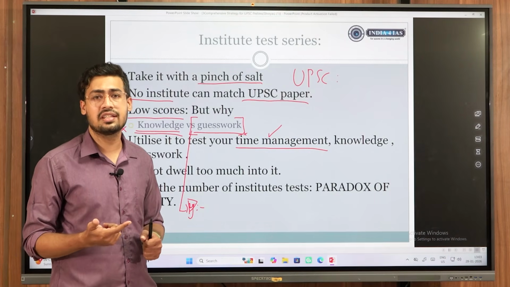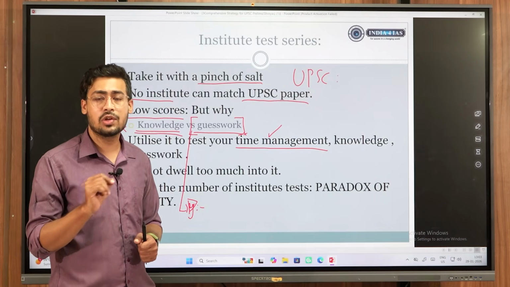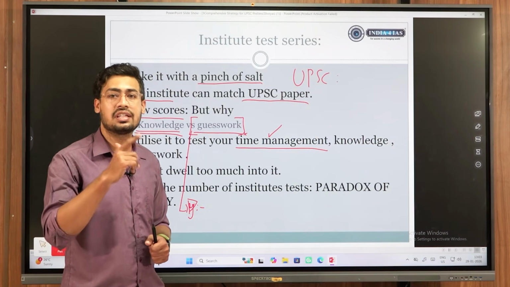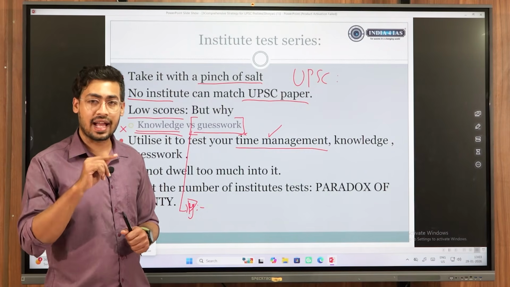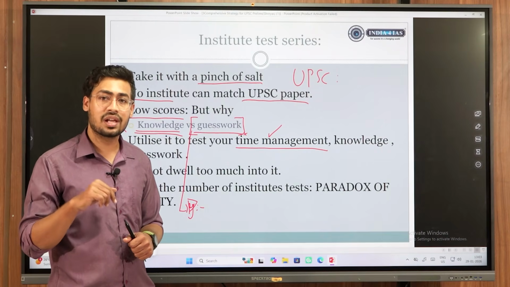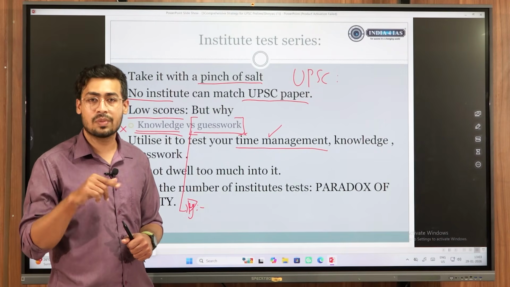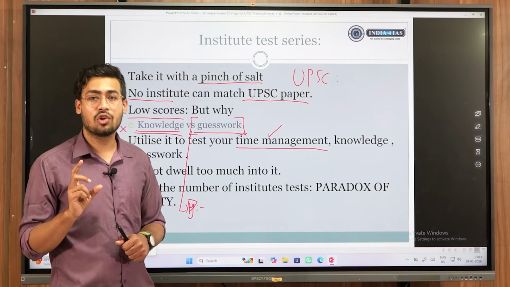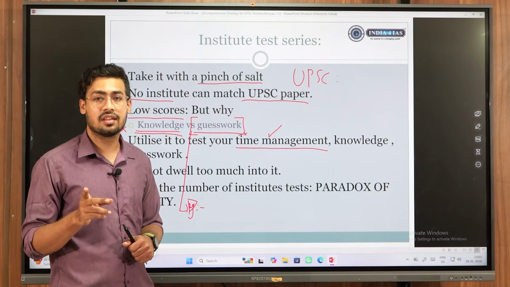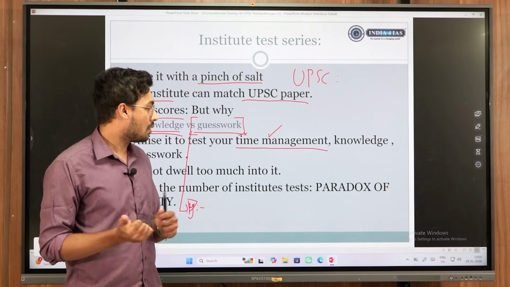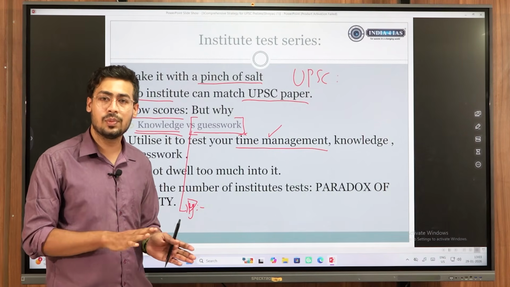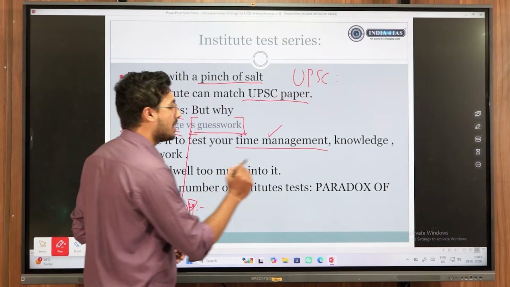Also, whenever you are giving mocks, please ensure that you are marking on an OMR, because aspirants tend to tick mark. When we actually use the OMR in the actual paper, it will take us 5 minutes just to mark the OMR from 1 to 100. In that 5 minutes, we will not be able to answer 3 to 4 questions in the actual UPSC exam. So please try to practice your mocks in similar conditions to the UPSC paper. So time management is one thing.